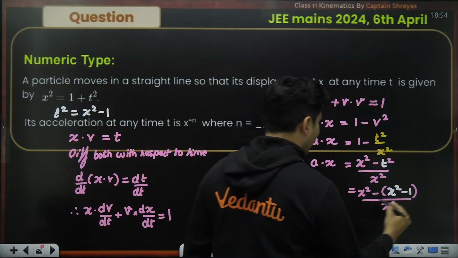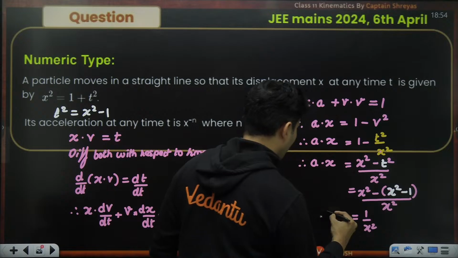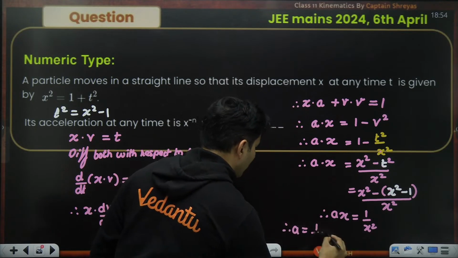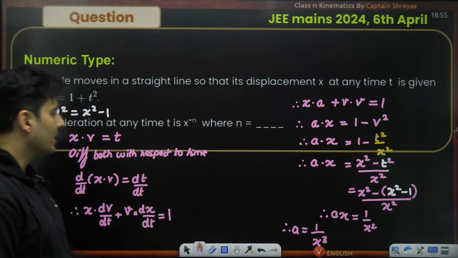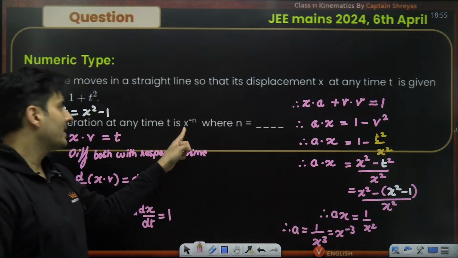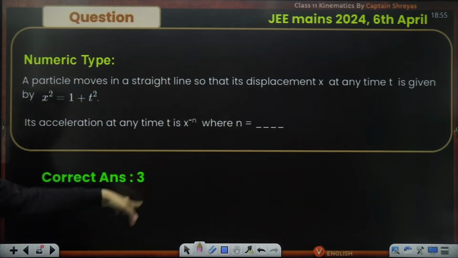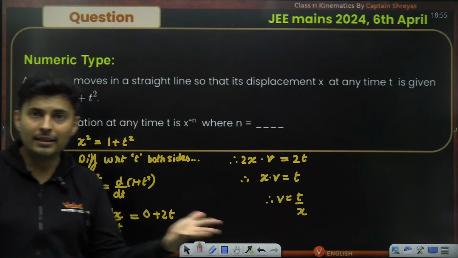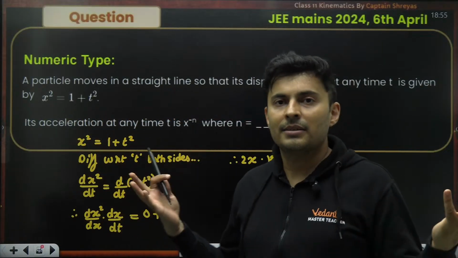X square cancels. I am just left with minus minus is plus. So 1 by x square, and this is a into x. Oh, bring it down. So acceleration will be 1 by x cube. I think I got what I wanted. Acceleration is 1 by x cube, means x raised to minus 3. So x is raised to minus n will be 3. Hence 3 should be the answer. Wow, perfecto. I loved the answer. Beautiful, lengthy method, but no other choice. The length of the problem was needed.